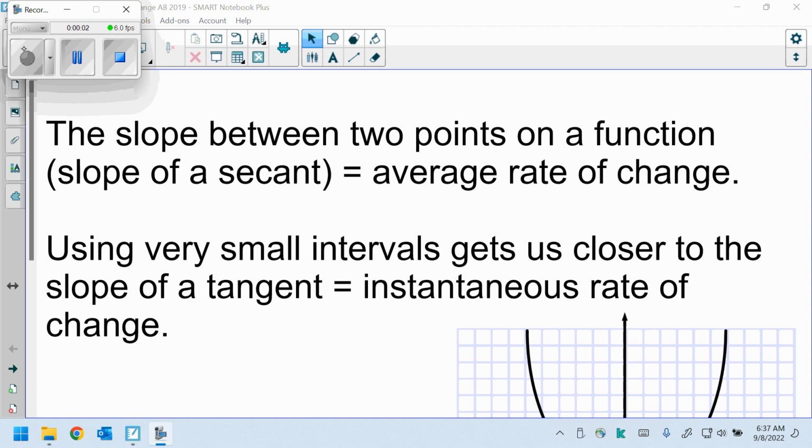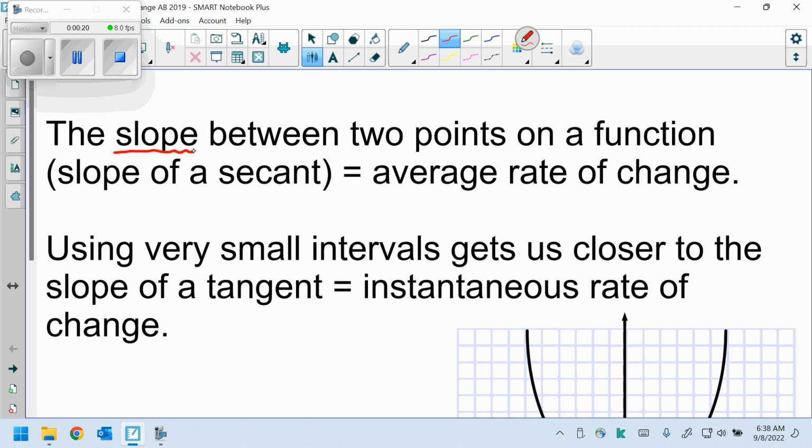We begin a discussion of rate of change. Rate of change is something we're going to talk about for the rest of the semester. So this is big. And there are two rates of change that we're going to talk about today. We're going to talk about the slope, and slope and rate of change are synonyms. We're going to talk about the slope between 2 points on a function.